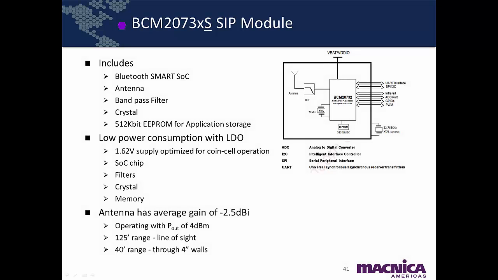These SIP modules, designated by the S at the end of the part number, incorporate the SoC as I just detailed. In addition, they include an RF antenna, a bandpass filter, a crystal, and a 512 kbit EEPROM for application storage. There's also a low-power LDO included that powers the SoC chip, the filter, the crystal, and the memory. It is designed to be powered by a single coin cell battery for long life. Basically, everything you need is in this module.